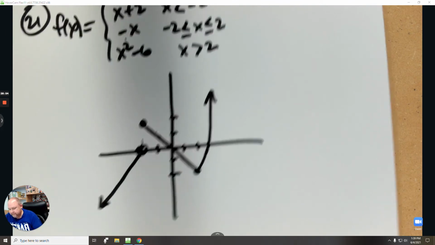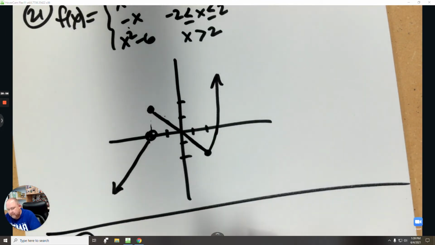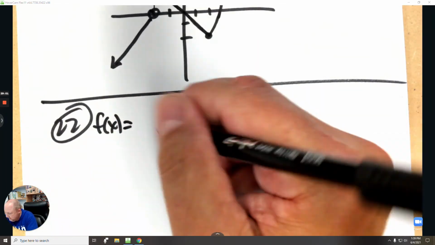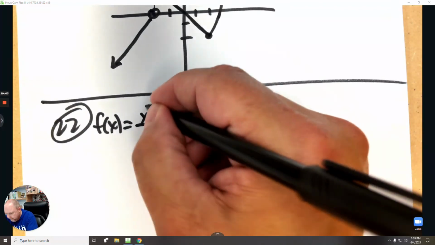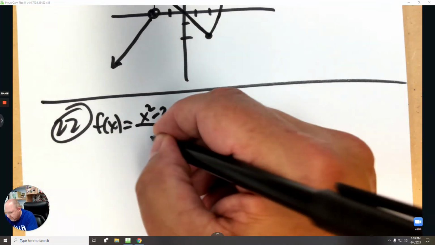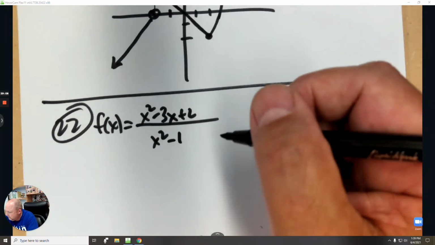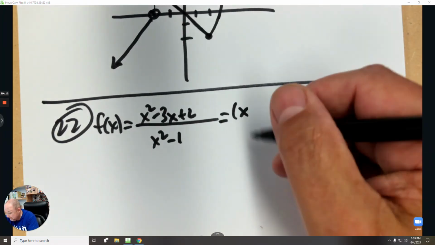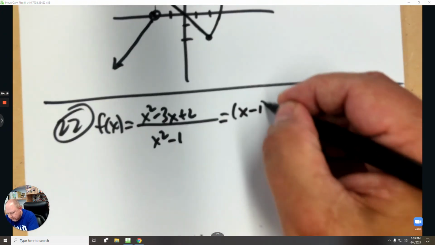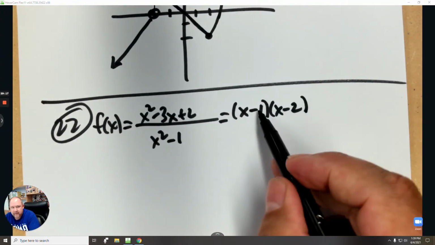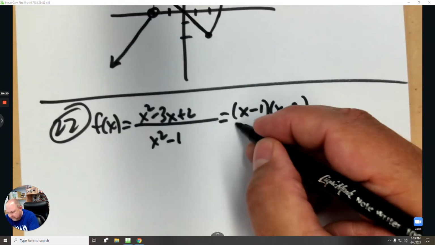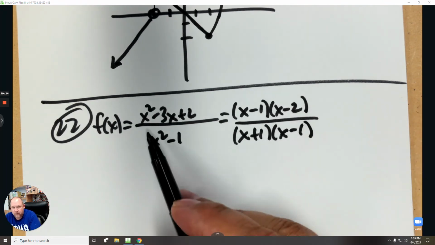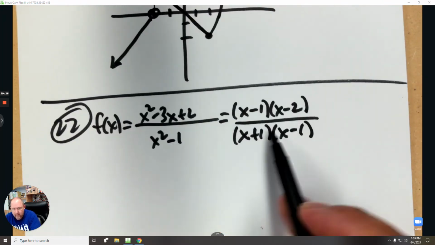Number 22. In number 22, you're given a function. This is called a rational function. And you're asked to find the zeros without using a calculator. So the first thing I need to know is I need to factor this. The numerator factors with negative 1 and negative 2. They multiply to 2 and add to negative 3. The denominator factors as a difference of squares. So the square root of x squared and the square root of 1, there it is.